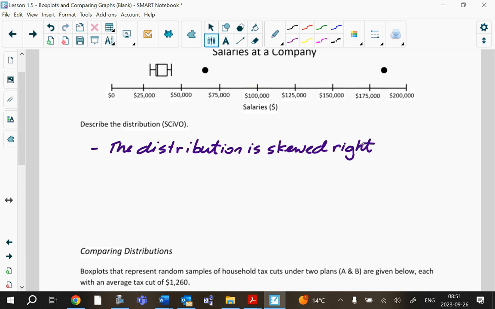Center. You can be exact. What measure of center do we actually know? The median. So the median is what? Okay, but we want to answer in terms of the question. 34,500.